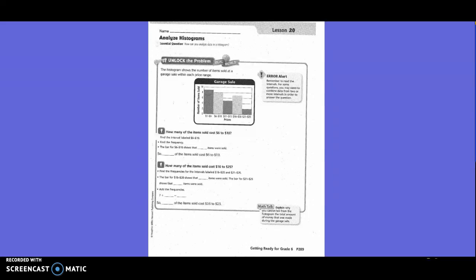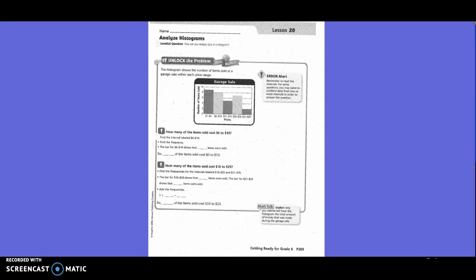Fifth grade, getting ready for sixth grade. Lesson 20, analyze histograms. Basically today is just like yesterday, except they already give us the histogram and you are going over what the chart says and trying to answer some questions.